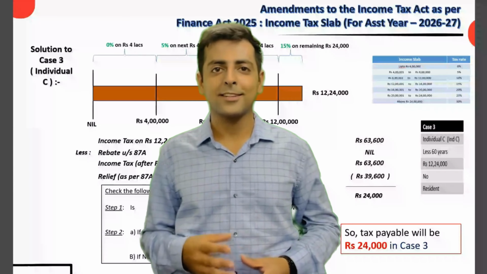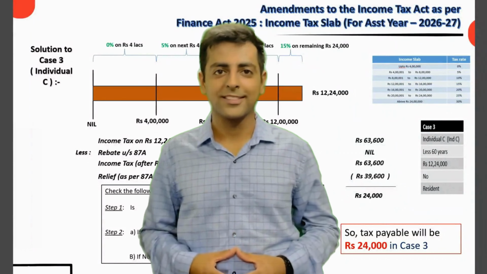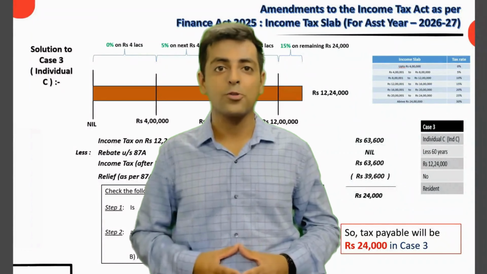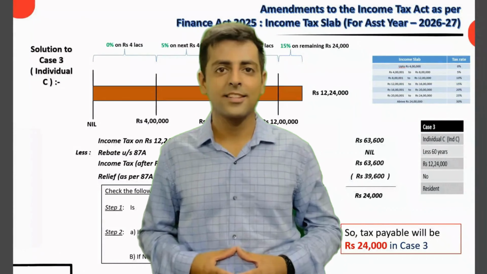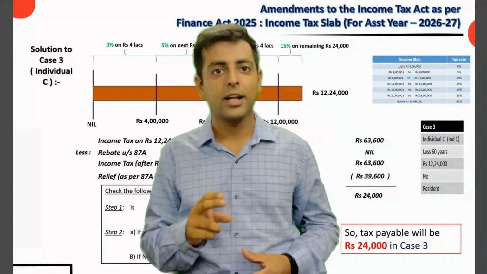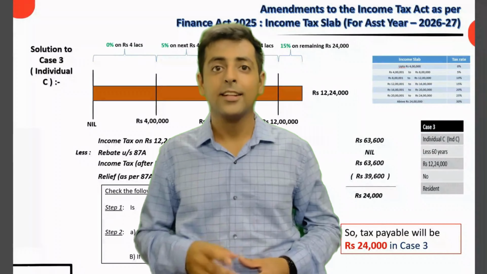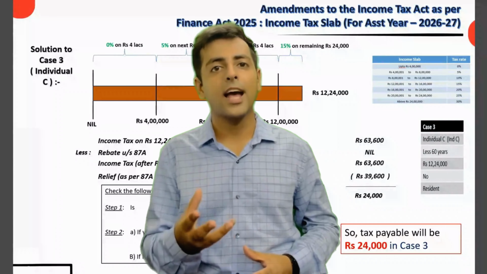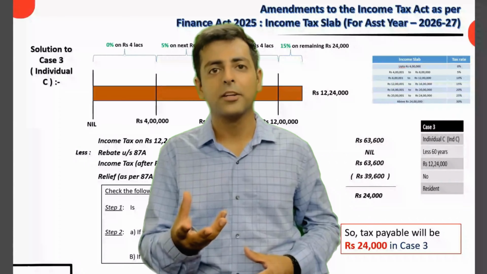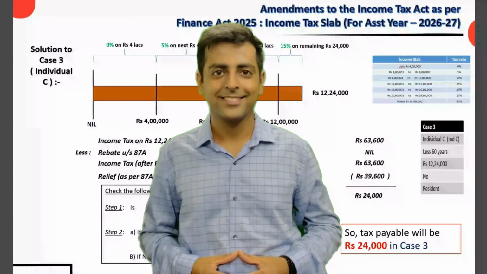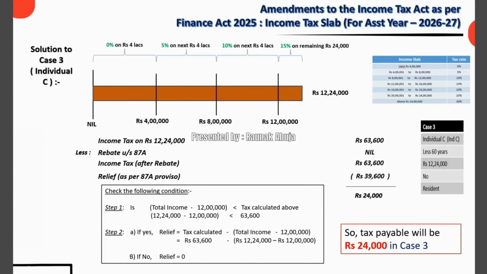Now in the third case, the tax liability is rupees 24,000. On this rupees 24,000, we'll be adding education cess, and then the total figure that we arrive at would be divided by 12 months. The final figure would be the tax that would be required to be deducted from the salary of the employee. Moving on to the fourth case.